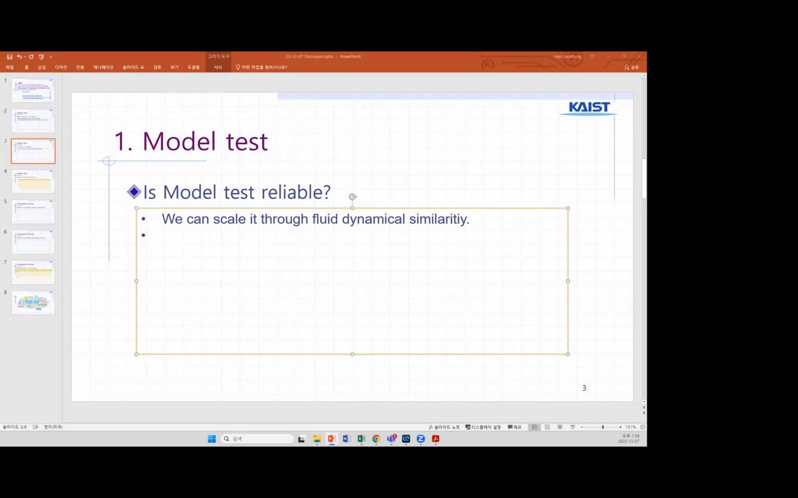Yeah, I said that it was close to your answer, but if we can, for example, modify the fluid that we are using to respect the Reynolds number, then we can be sure that the model test is reliable, even if it's not the full size. Is it correct? Yes. Thank you. Any ideas? And we will go on to the next questions.